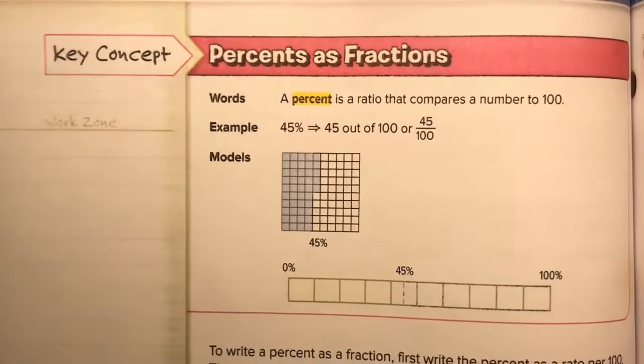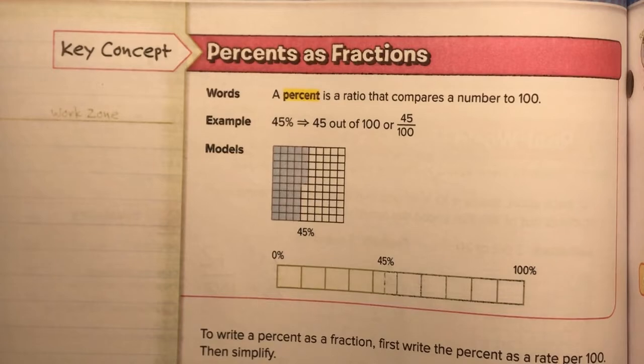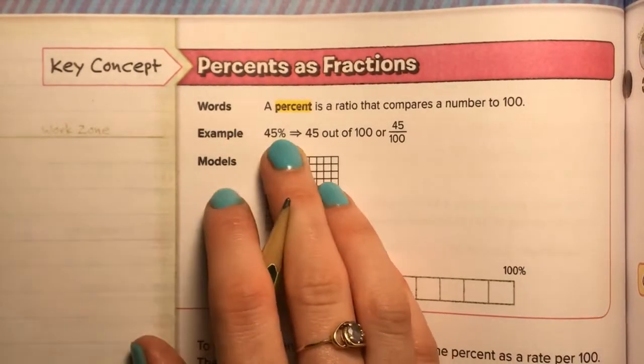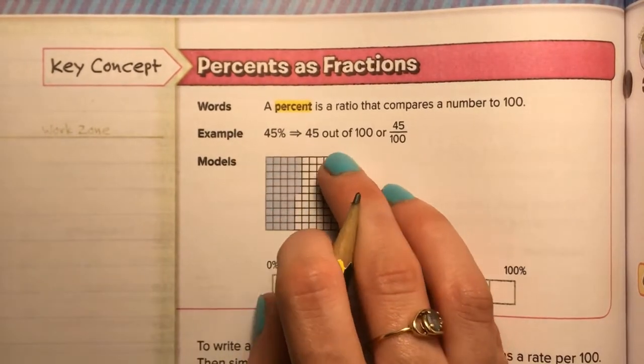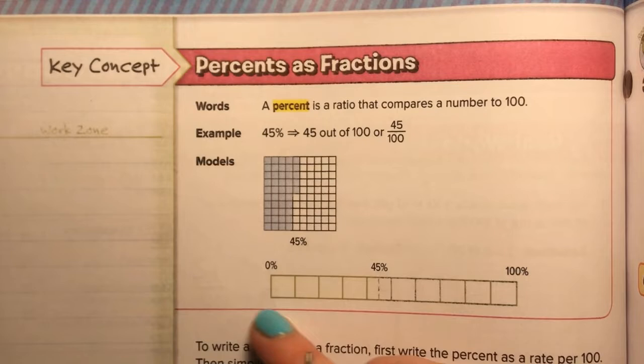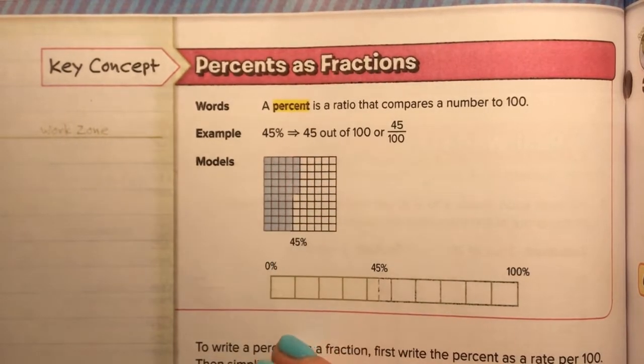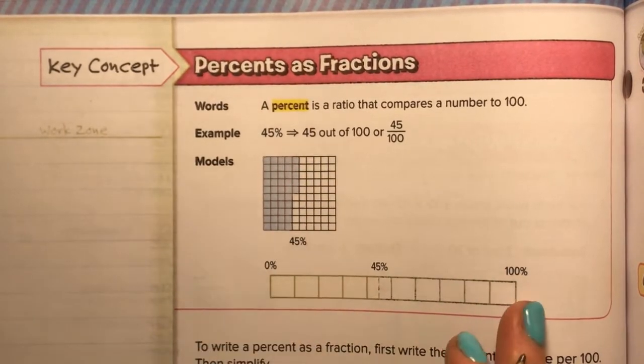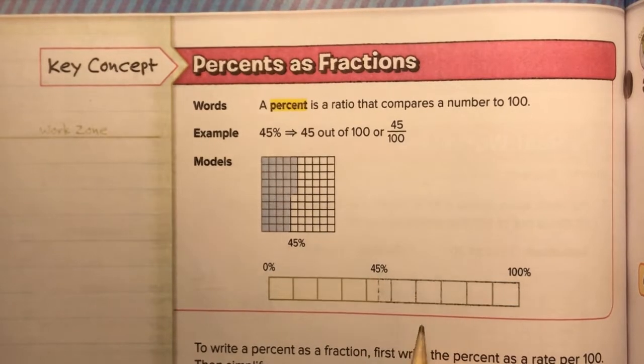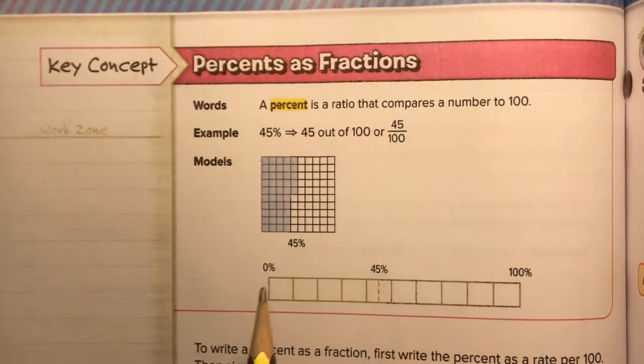A percent is a ratio that compares a number to 100. 45% is the same as 45 out of 100. Okay, so they have 1, 2, 3, 4, 45. So from 0 to 100%, 45 is not quite in the middle, but close.